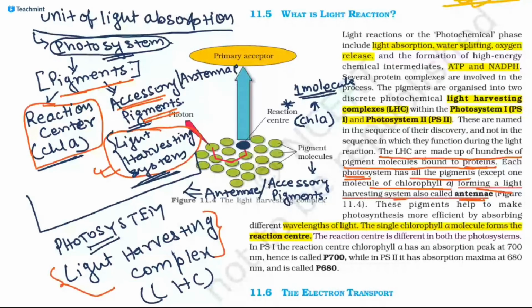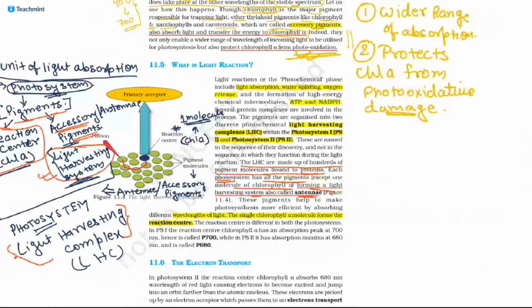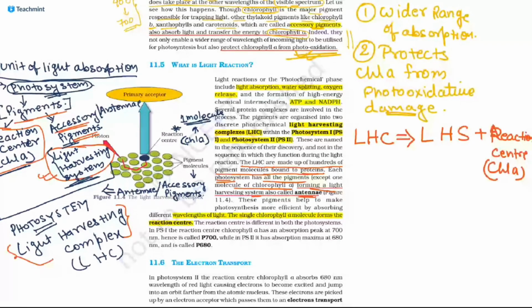Is this point clear? So just once again, I will mention it here in a very short form, right? LHC means light harvesting complex. So light harvesting complex is LHS, light harvesting system, plus accessory pigments, plus reaction center, that is chlorophyll A. Understood? Now this light harvesting complex is also called a photosystem, right? And this light harvesting system is also called accessory pigment. Is it clear? Accessory pigment.